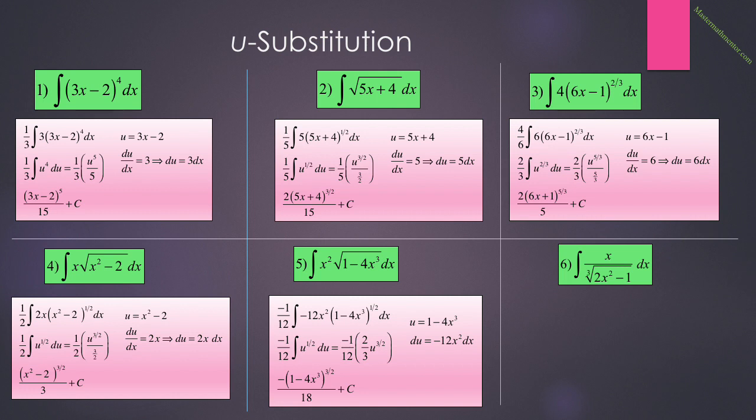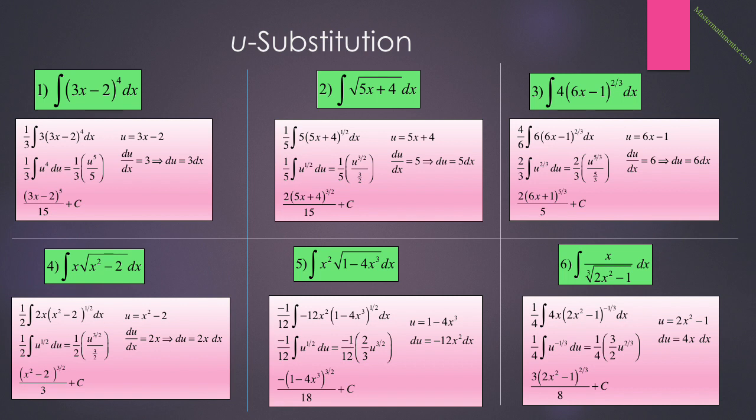That becomes negative 1/12 u to the 3/2 divided by 3/2, which is multiplying by 2/3. Final answer, negative quantity 1 minus 4x to the 3rd raised to the 3/2 power all over 18 plus c.